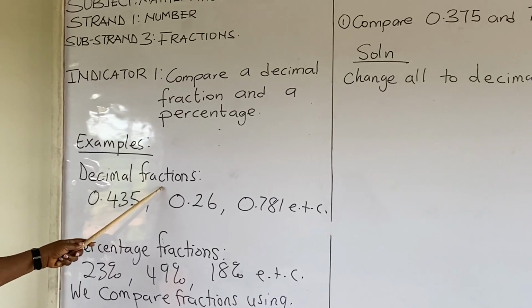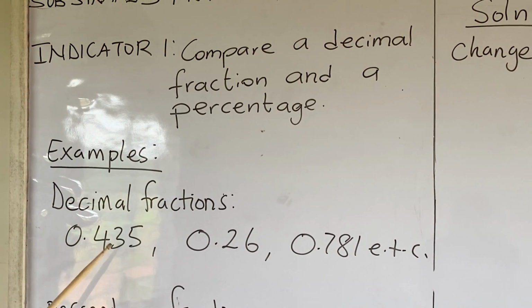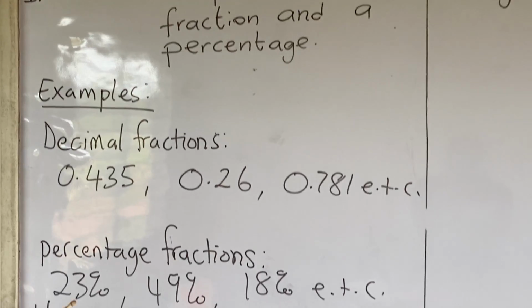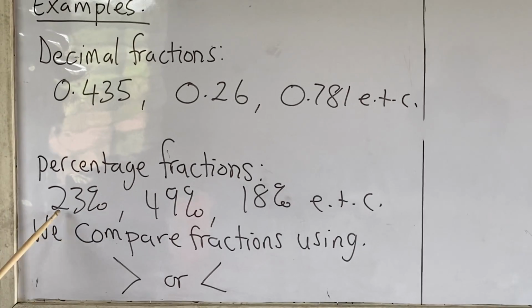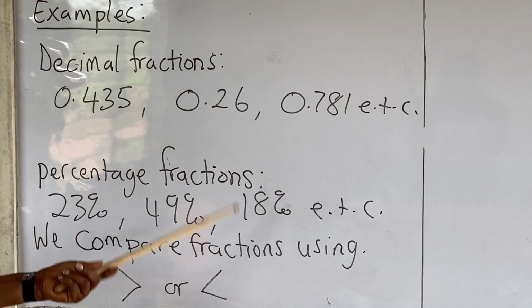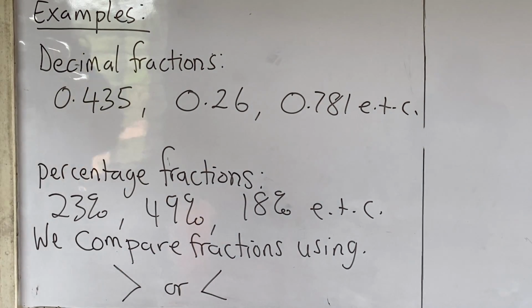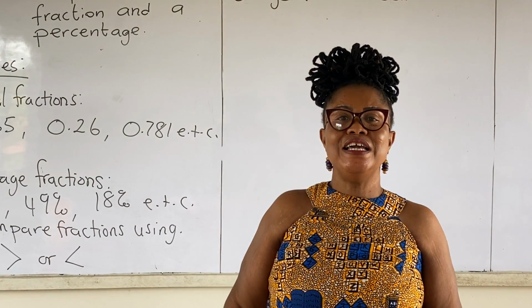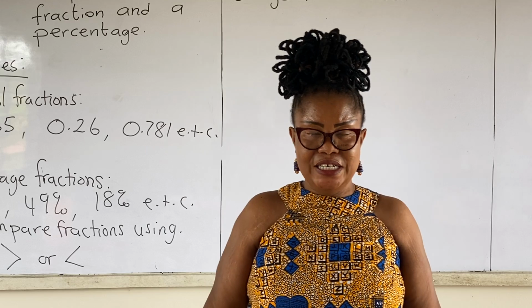Examples of decimal fractions are 0.435, 0.26, 0.281, etc. Any number with a decimal point inside is a decimal fraction. Let's look at examples of percentage fractions. 23%, 49%, 18%, etc. We have a whole lot of them. Any number with a percentage is a percentage fraction.